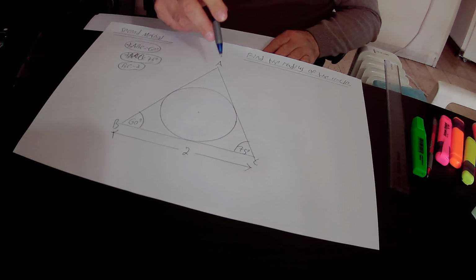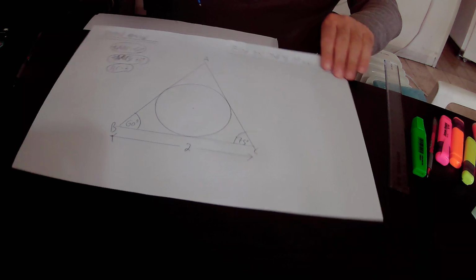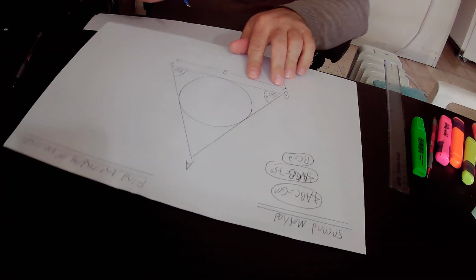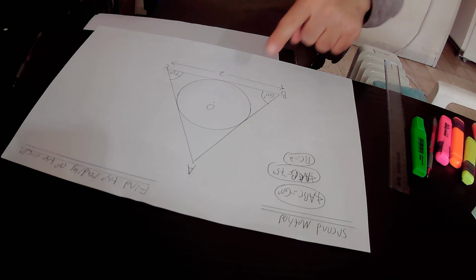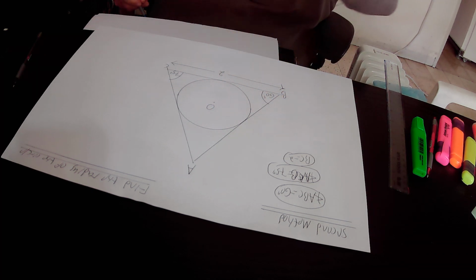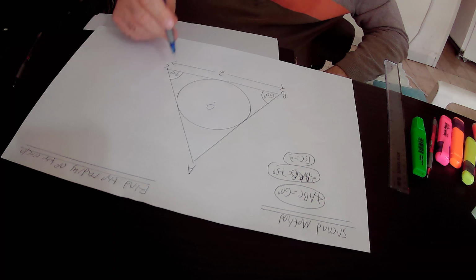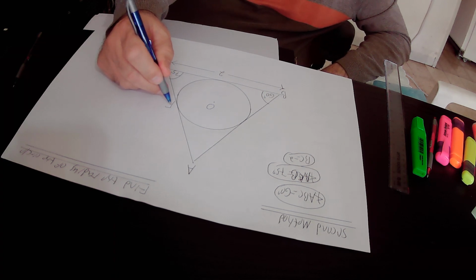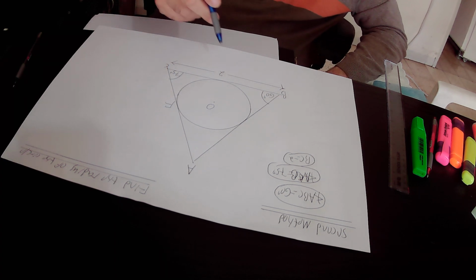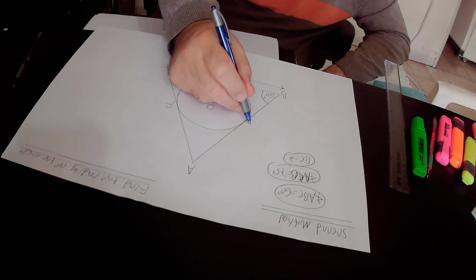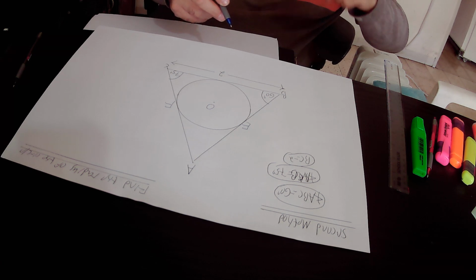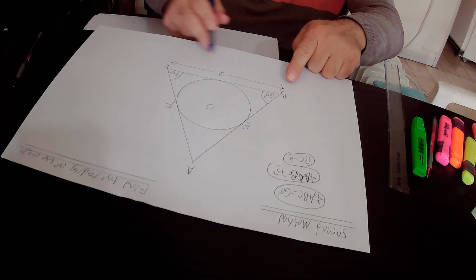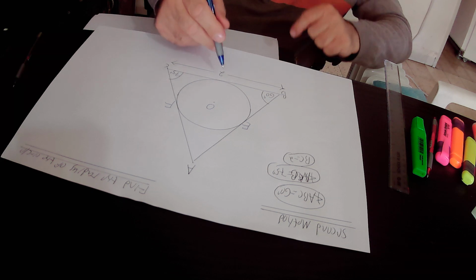We define the center of this circle as O. We define the point of tangency of tangent AC with this circle as F. We define the point of tangency of tangent AB with this circle as E. And finally, we define the point of tangency of tangent BC with this circle as D.